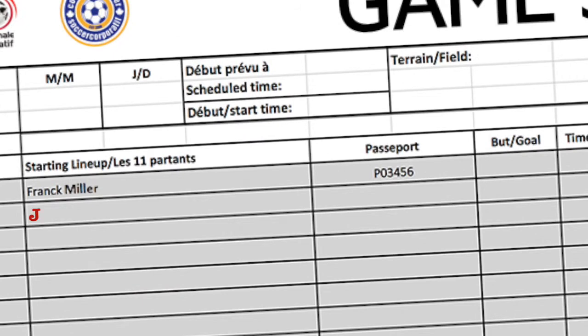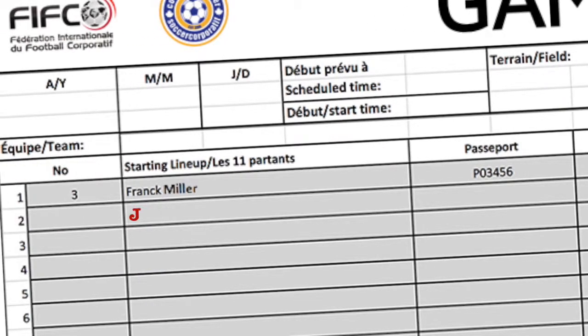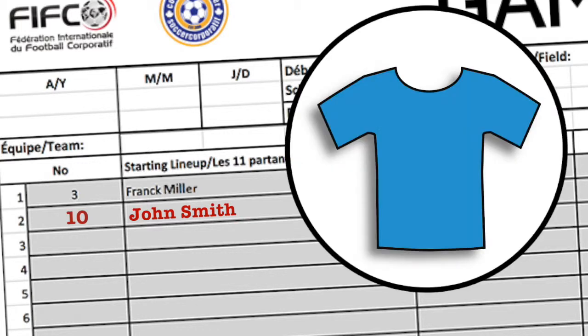You can imagine if you list John and there are 3 Johns on the team, it will be difficult for us to track. Make sure their full name is on the sheet and their corresponding numbers on the back. The same number on the player's back should appear on the game sheet.